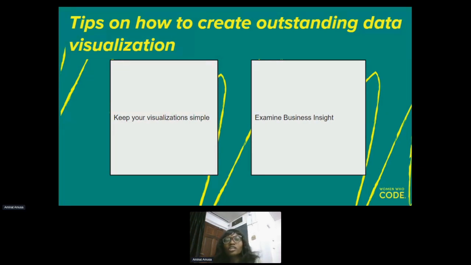So you have to look at, okay, what business insights am I trying to solve? When you examine the business insights that you're trying to gain from your data, it will help you in the visualizations that you're creating, the type of visualizations that you're creating.